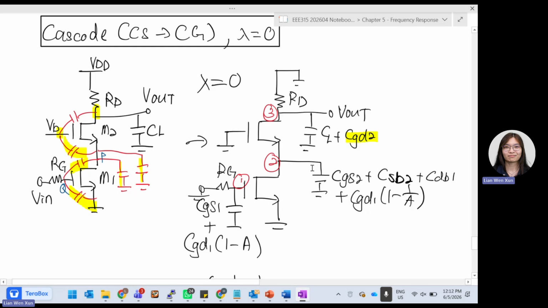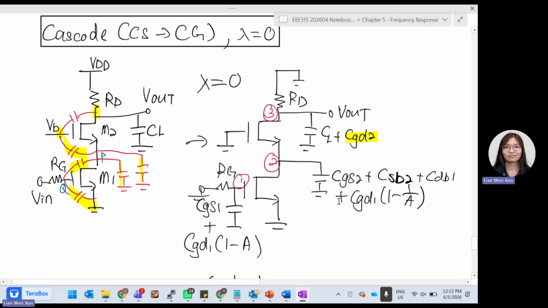BB will be grounded. Here we can combine CGS2, CSB2, CDB1, CGD1, but there is the Miller effect, so we separate them. So generally it can become this circuit, because we split this capacitor into 2 parts. So this is the general circuit.